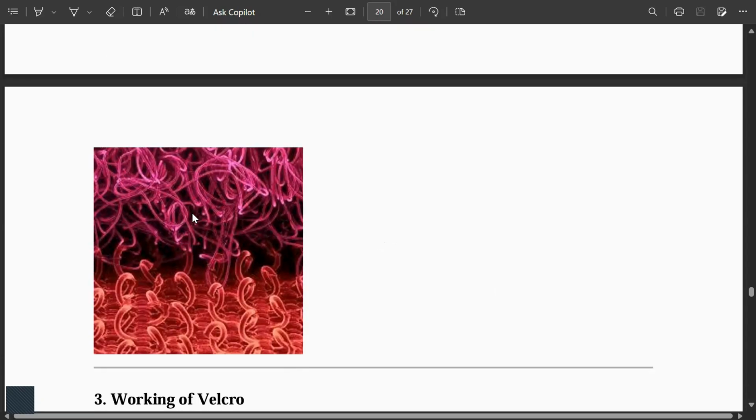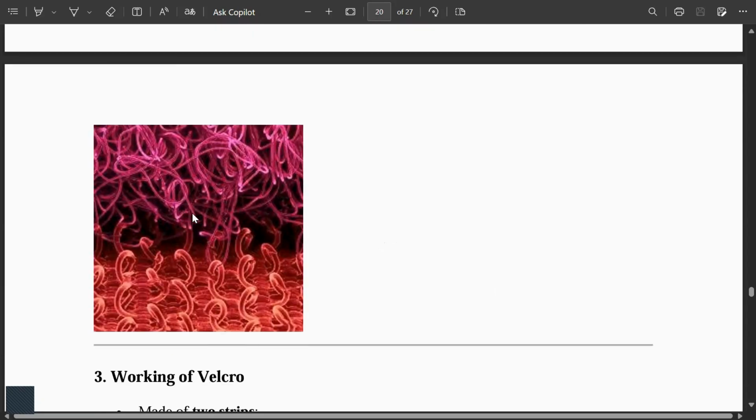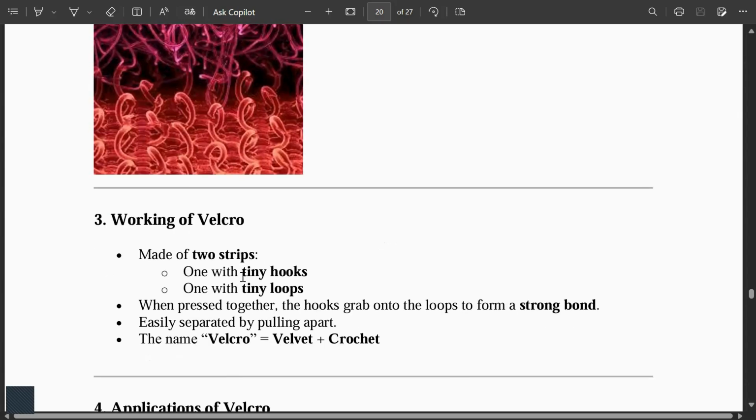This is how Velcro looks under the microscope. So we have two strips, one is tiny hook and another is tiny loop. Both get stuck. Okay, that is, when they press together, they form a strong bond.